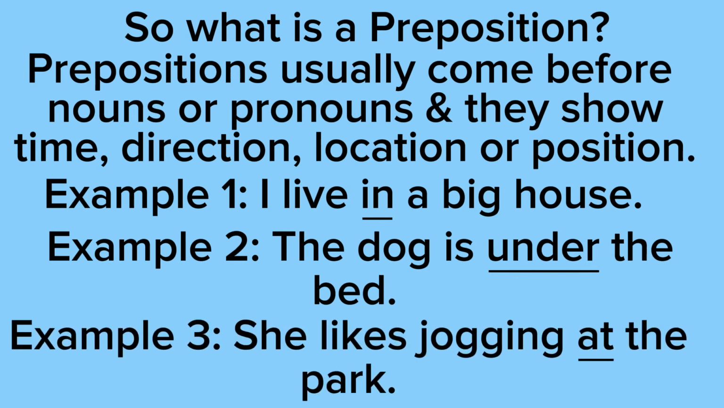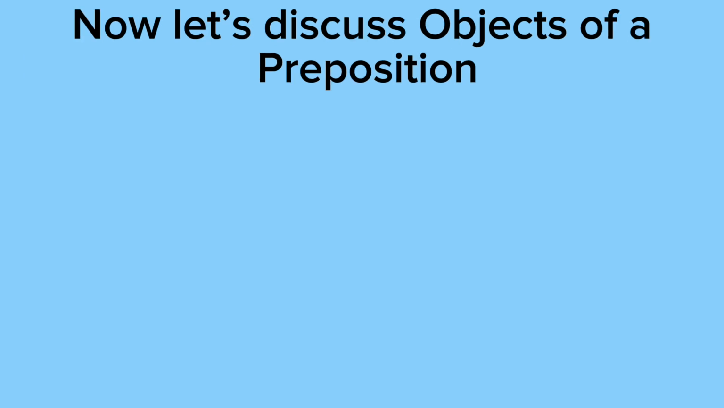Our last example says she likes jogging at the park. As you can see, at is underlined because it's the preposition. It's letting you know where she likes jogging at. She doesn't like jogging at the field or at the track. She likes jogging at the park. Now let's discuss objects of a preposition.